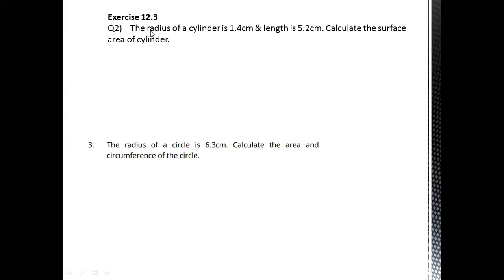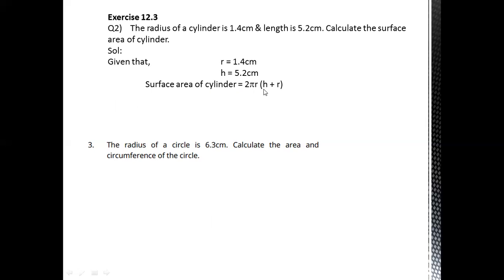Question number 2. The radius of a cylinder is 1.4 centimeter. Radius is given. Length is 5.2 centimeter. Calculate the surface area of the cylinder. Given that r, radius, is 1.4 centimeter, height, the length, is the height of the cylinder, 5.2 centimeter. You have to calculate the surface area of a cylinder.